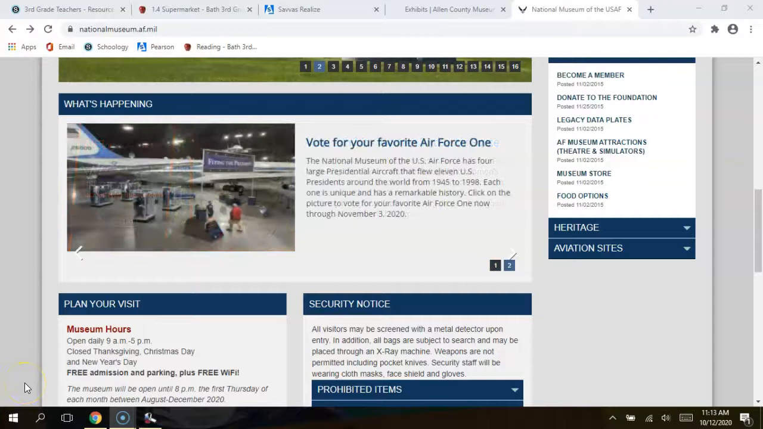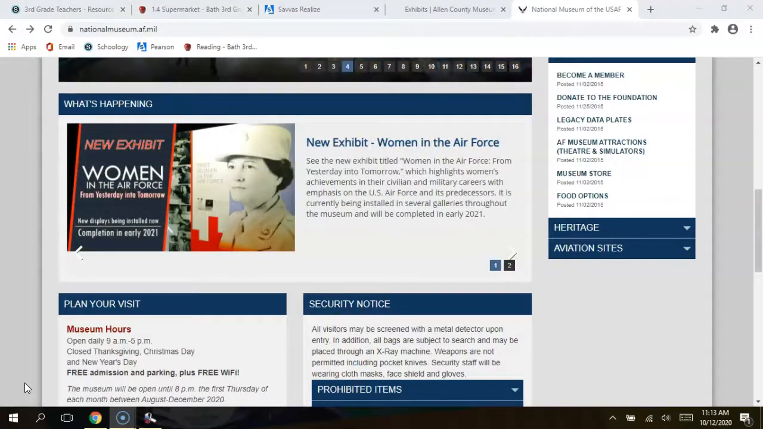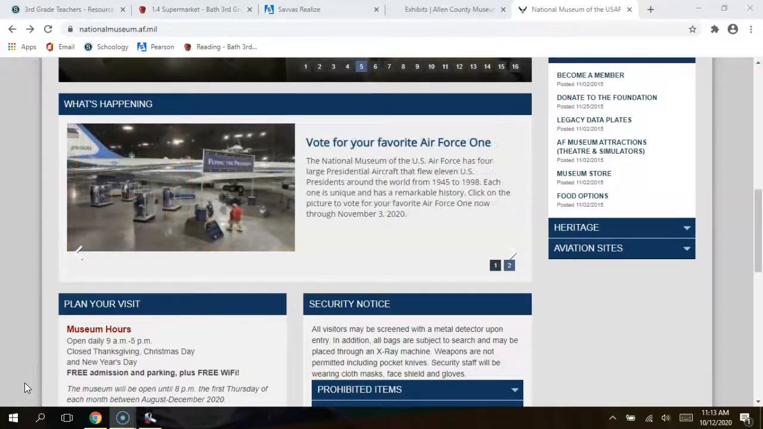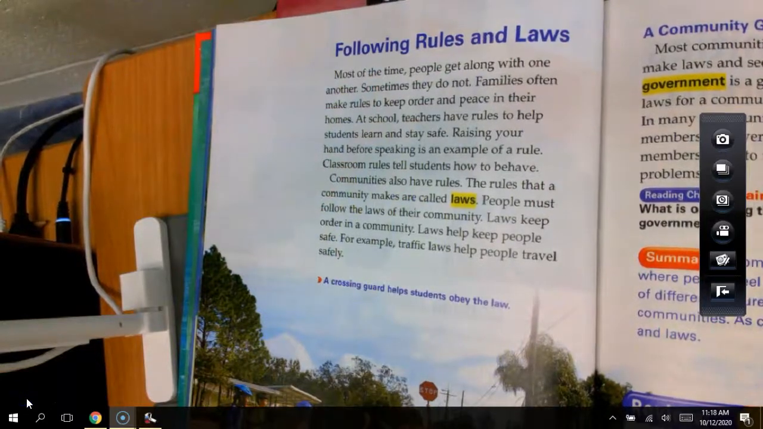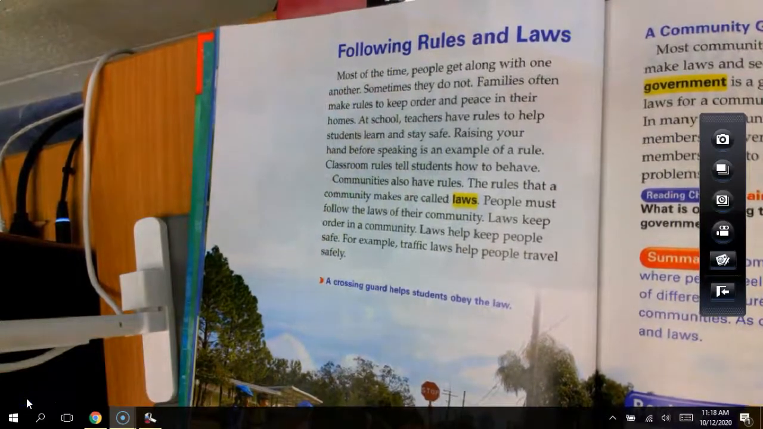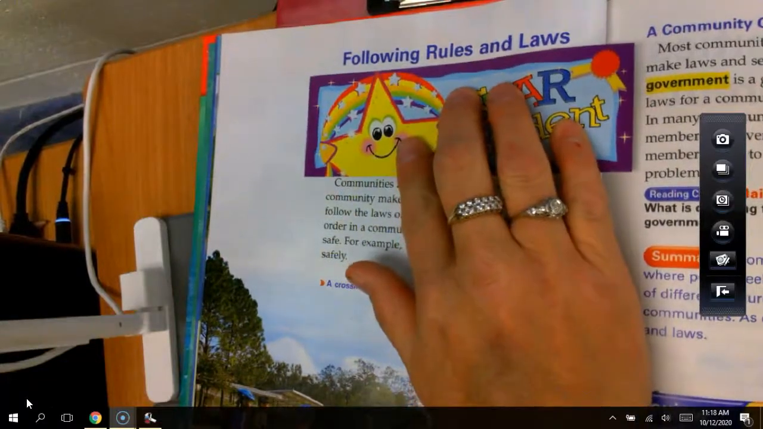You can even travel south to Dayton, Ohio, and go and see the Air Force Museum in Dayton. So boys and girls, there are many places to explore and learn about history, whether it be in Allen County, Cleveland, Ohio, Dayton, Ohio, or even someplace out of state. Okay, boys and girls, turn to page 18. We're going to read about following rules and laws.